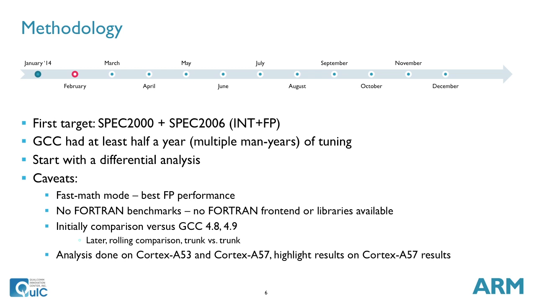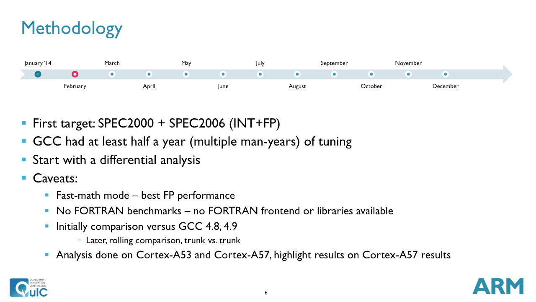So some caveats about what we did. We used fast math mode to get the best FP performance. We didn't look at the Fortran benchmarks for obvious reasons. We don't have a front end or libraries. So the results I'm going to show today are not spec. I can't say they're spec. They're not reportable. But they are still useful. I believe they are useful anyway.